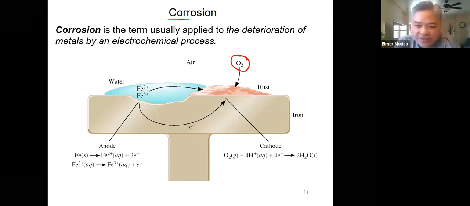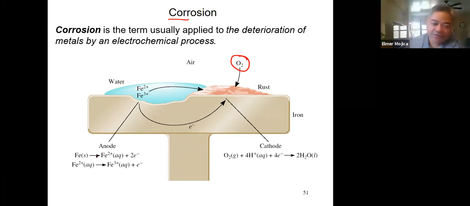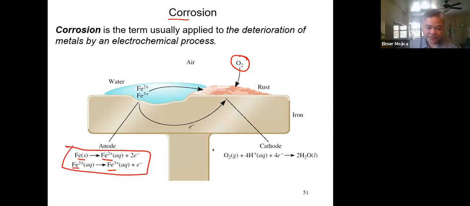So oxygen is a very good oxidizing agent. So it will cause the oxidation of metal. So your Fe can form first into Fe2+, and further oxidation of Fe2+ would result in Fe3+. If you're going to look at the redox reaction that is happening there, this is what happens in the anode. And this is what happens in the cathode.